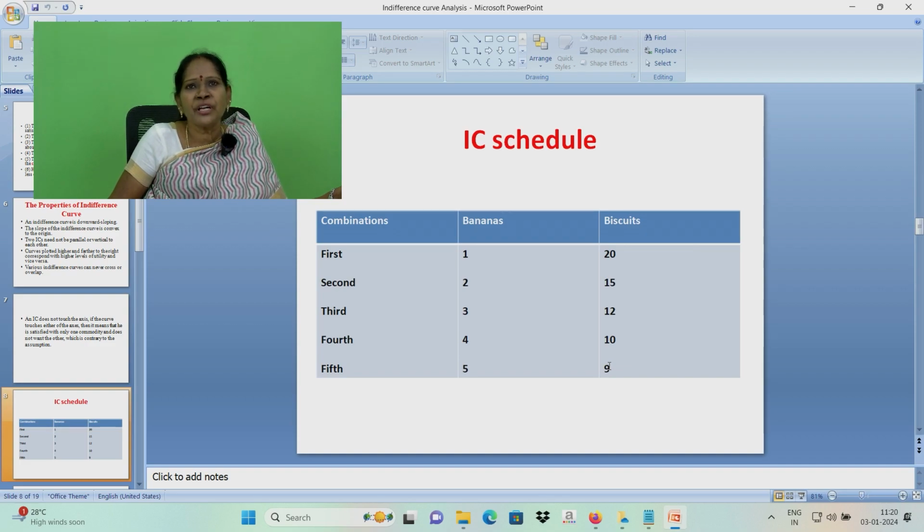Schedule: we are assuming that we have only two different commodities, one is banana and another one is biscuits. In the first combination we are consuming one banana with 20 biscuits. In the second combination, 2 bananas and 15 biscuits. In the third, 3 bananas and 12 biscuits. In the fourth case, 4 bananas and 10 biscuits. And in the last combination, 5 bananas with 9 biscuits.